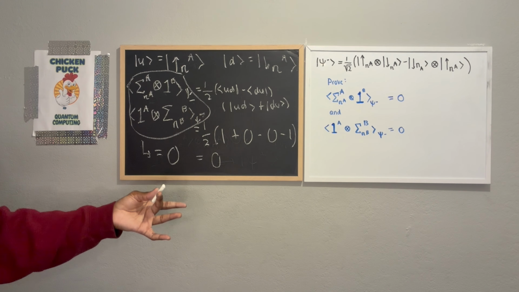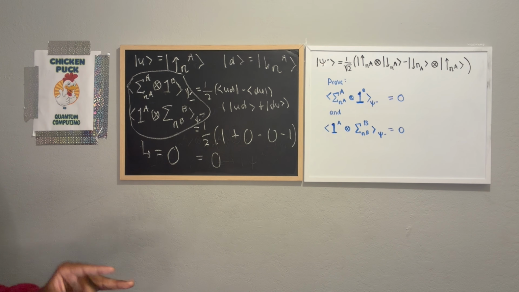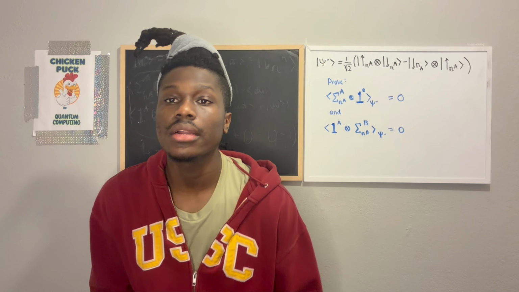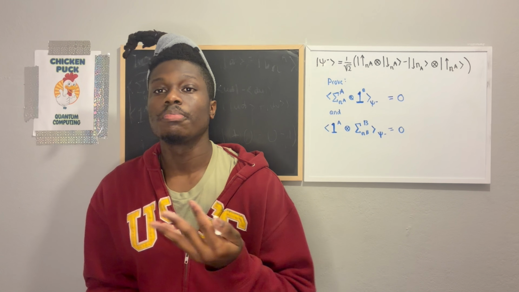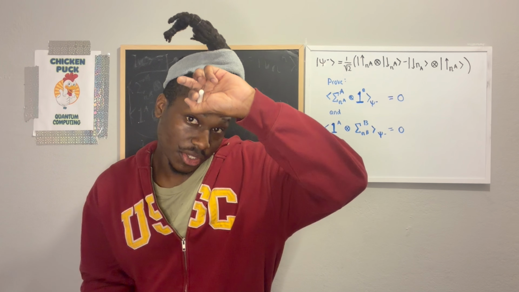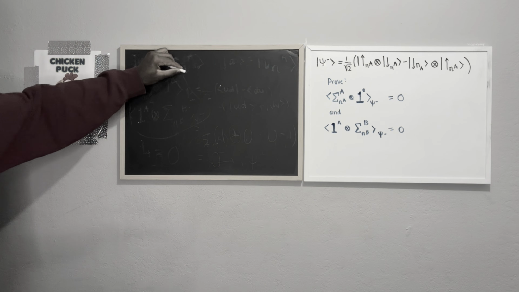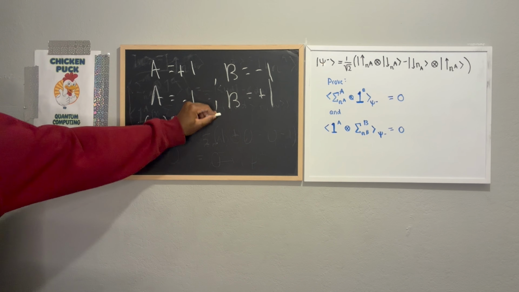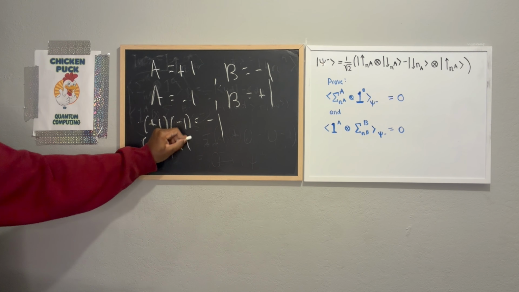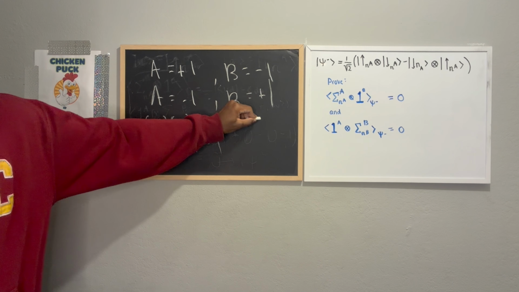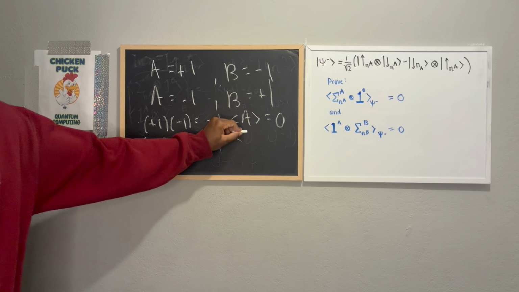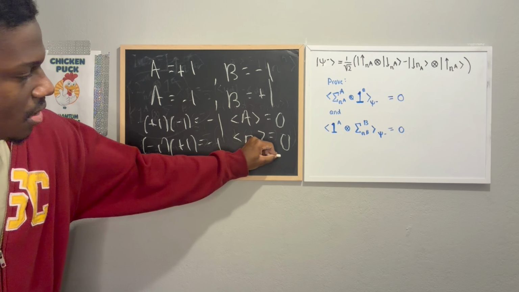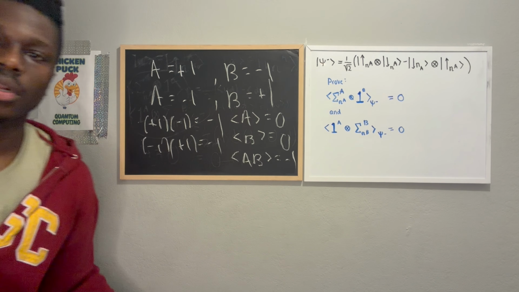The singlet state is entangled, so zero local expectation does not mean the two particles are uncorrelated. So if A equals +1 then B equals -1, and if A equals -1 then B equals +1, so the product AB always equals -1. Therefore, the A expectation value equals 0, the B expectation value equals 0, and the expectation value of AB equals -1. This is true when A and B are measured along the same direction.